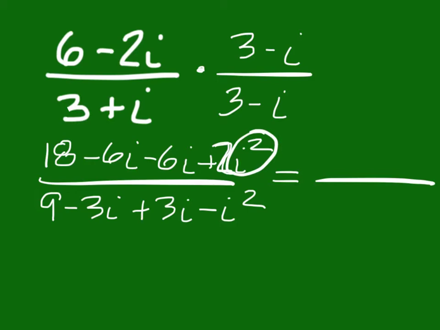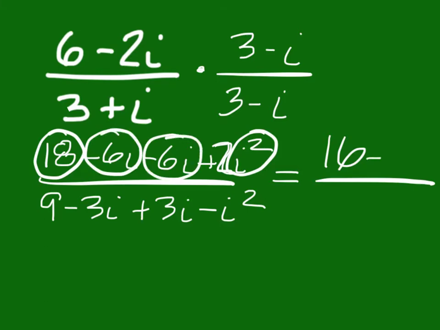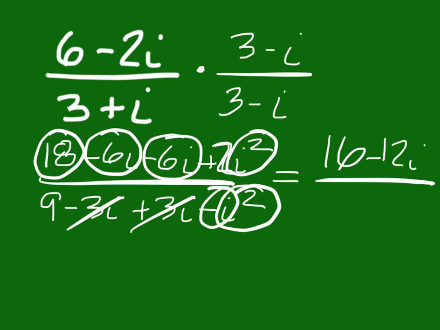Times 2 is -2. That -2 with the 18 would make a 16. And then minus 6i minus 6i is minus 12i. On the bottom, minus 3i plus 3i cancels out. You're left with i squared, which is -1, times the negative sign in front of it, plus 1. The plus 1 with the 9 becomes 10.